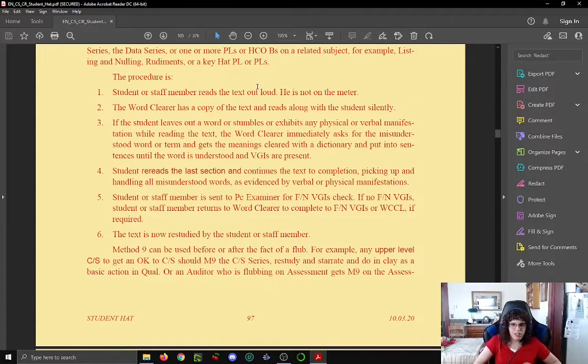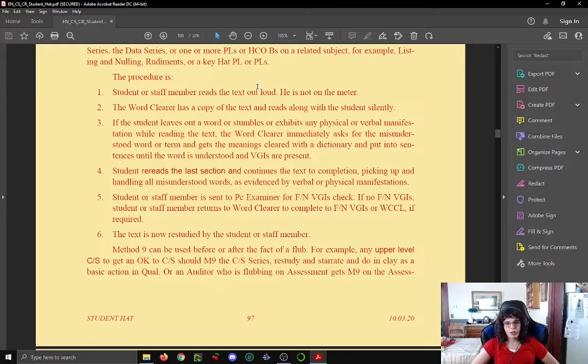The text is now restudied by the student or staff member. Method 9 can be used before or after the fact of a flub. For example, any upper level CS to get an OK to CS should M9 the CS series, restudy, and star rate, and do in clay as a basic action in qual.